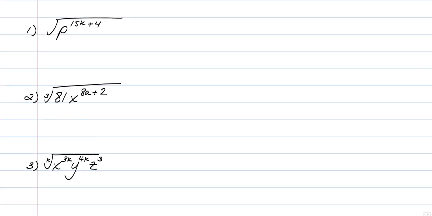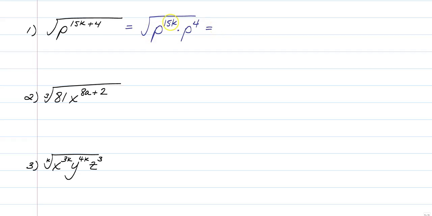So you have to remember one of your properties of exponents: the 15k plus 4 came from when we were just working with p to the 15k times p to the fourth power. Because remember, whenever you're multiplying variables with exponents, you add the exponents when they are a like base. So we can just simplify that really quick. And now remember, the index is 2 because this is a square root.